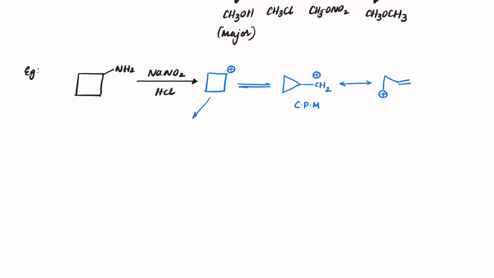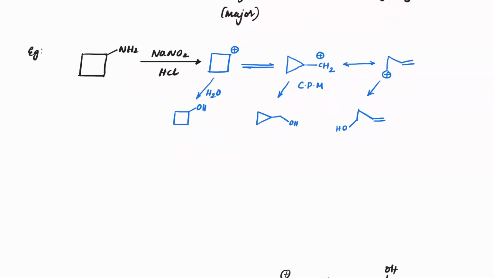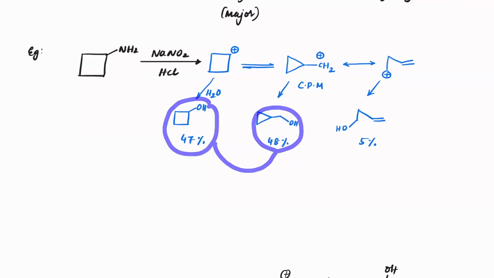Hence, from here, if you do hydrolysis, the product you will get here is OH. And from here, as you do hydrolysis, the product which you will get is OH. And here, if you do product formation, you will get this as OH here. Done. So these three are the products that you will get. Got it? And the percentage amounts observed here are 47%, 48%, and 5%.